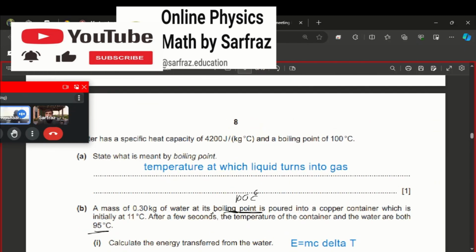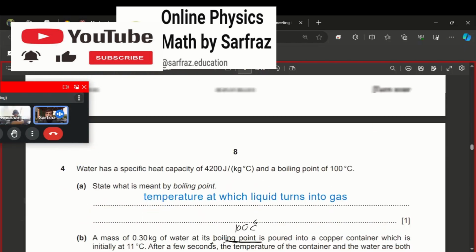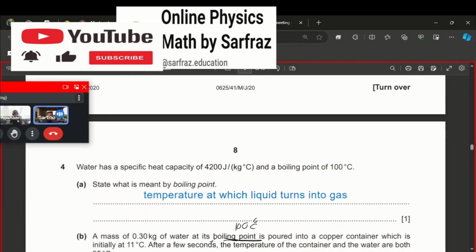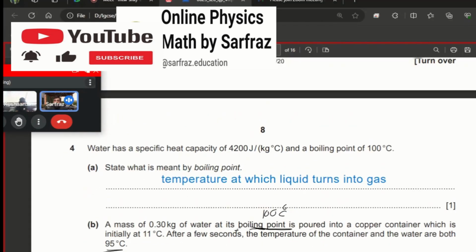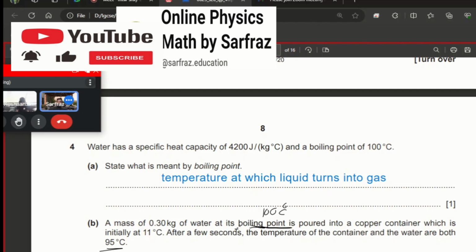The next question says that water has a heat capacity of 4200 joule per kg and a boiling point of 100 degree centigrade. What is meant by boiling point? The temperature at which a liquid becomes gas. Okay. Next question says that a mass of 0.30 kg of water at its boiling point, which is 100 degrees centigrade, is poured into a copper container, which is initially at 11 degrees centigrade. After a few seconds, the temperature of the container and the water are both 95 degrees centigrade.